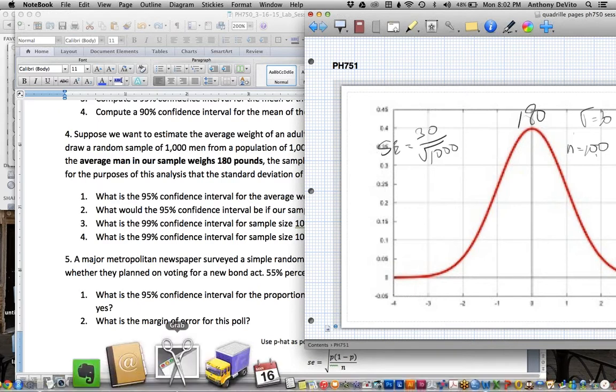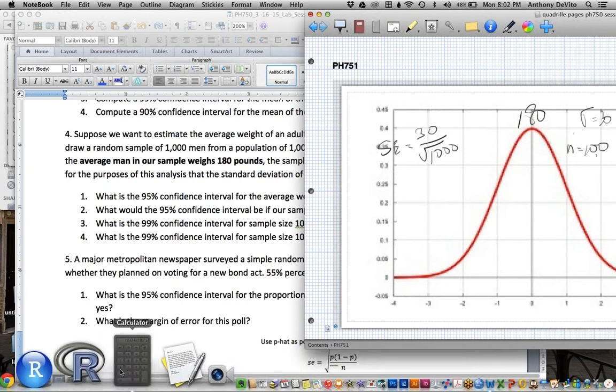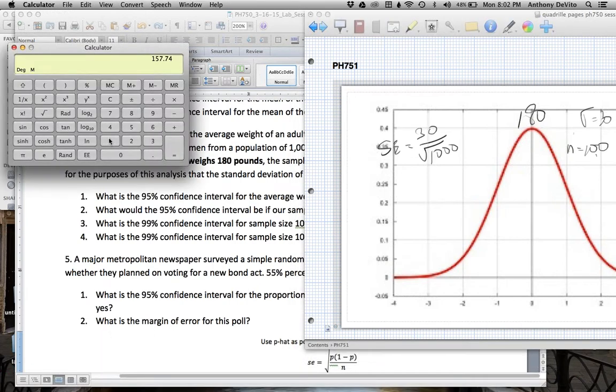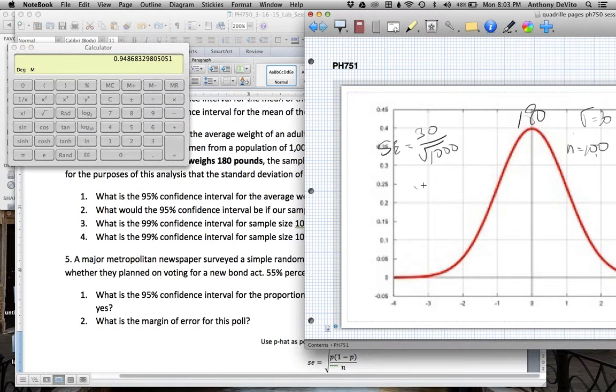I'm going to have to do a little bit of math here. This one I didn't give you such a nice, easy, round number. The square root of 1,000 is 31.62, so I'm going to store that in memory. Then 30, my standard deviation, divided by the square root of 1,000 gives a standard error of about 0.95.